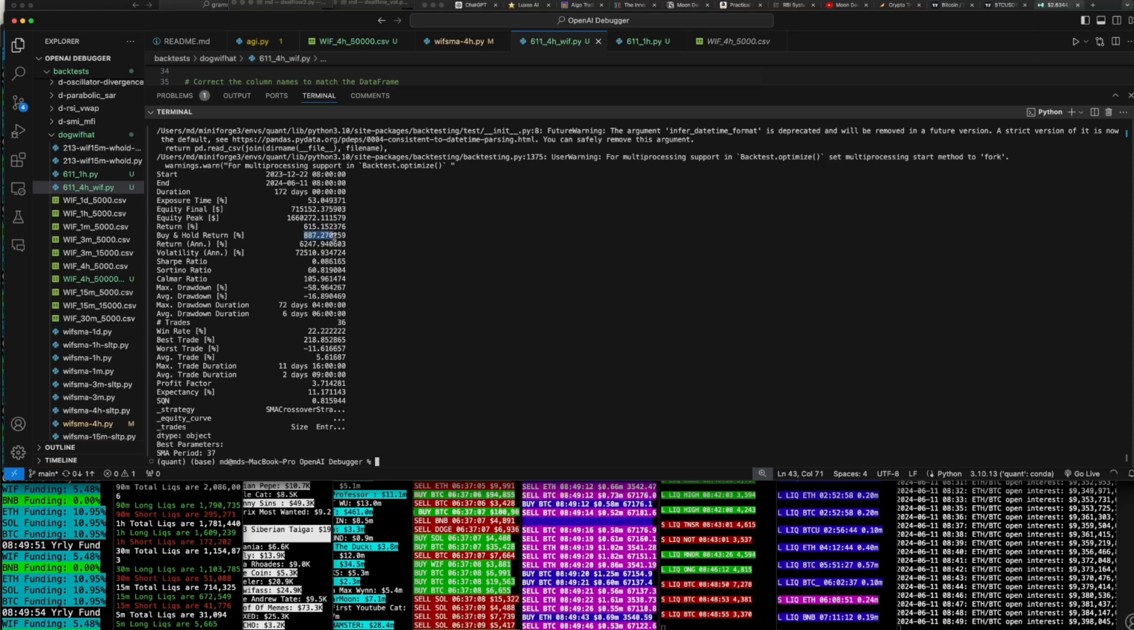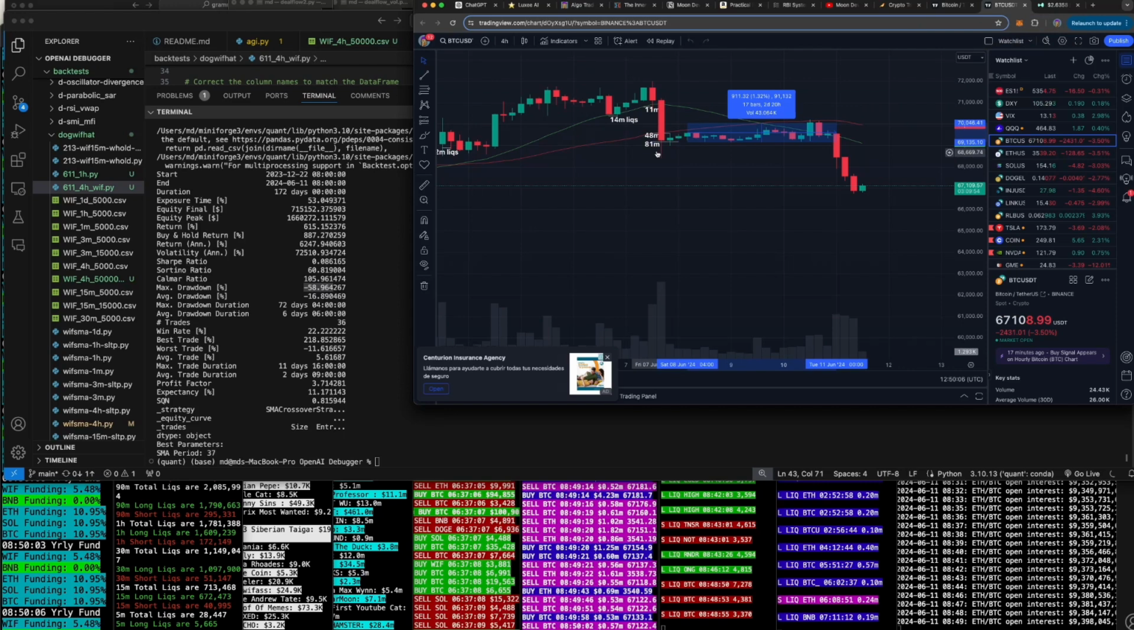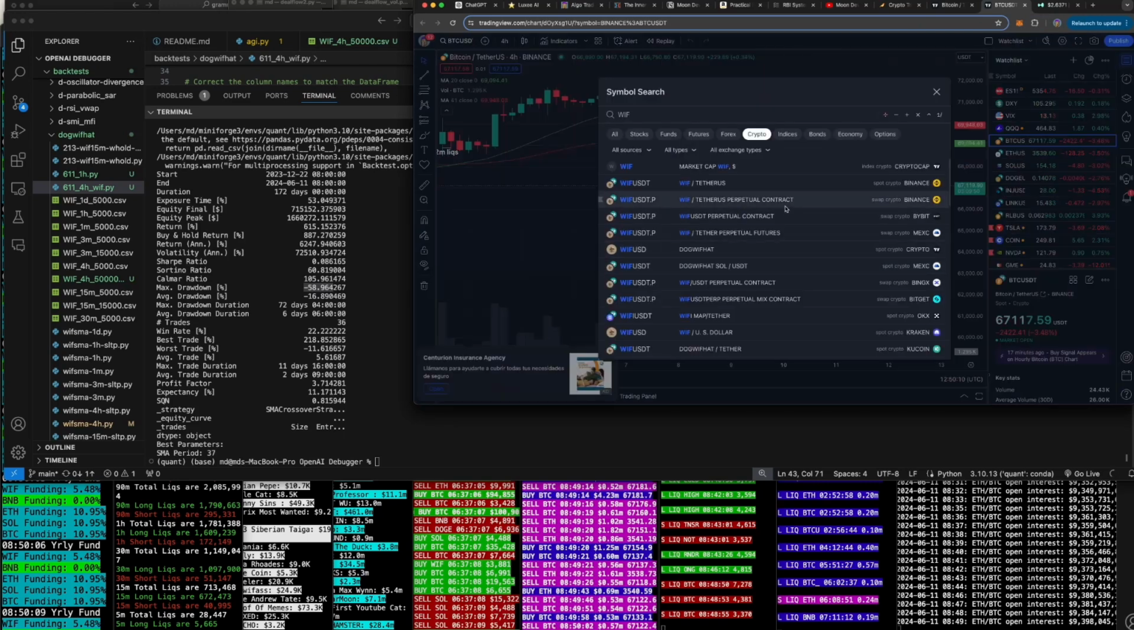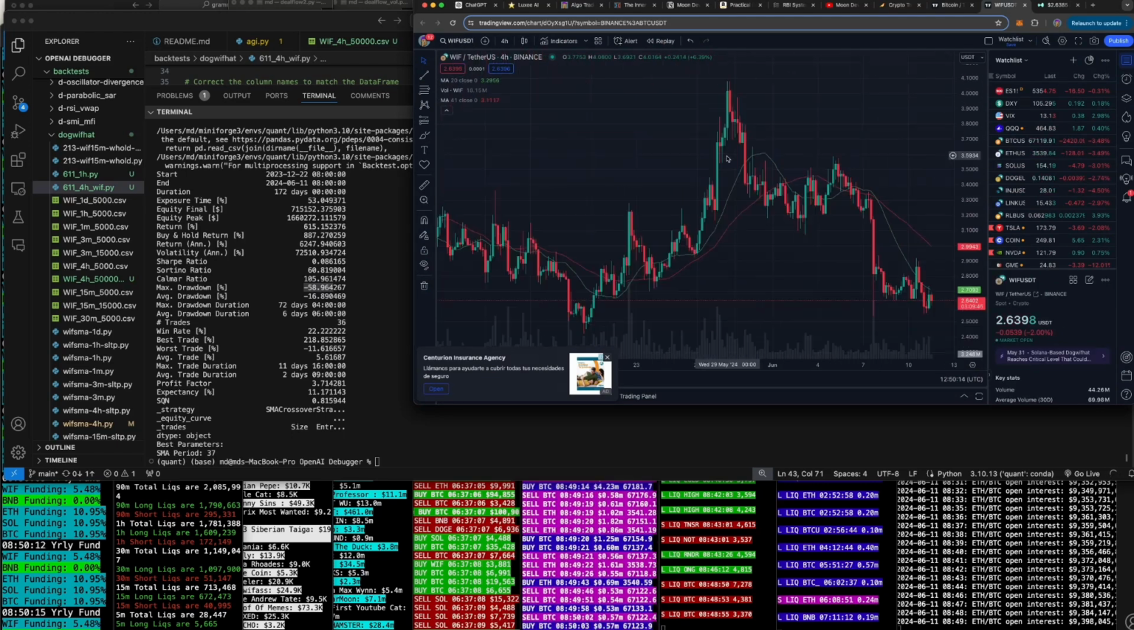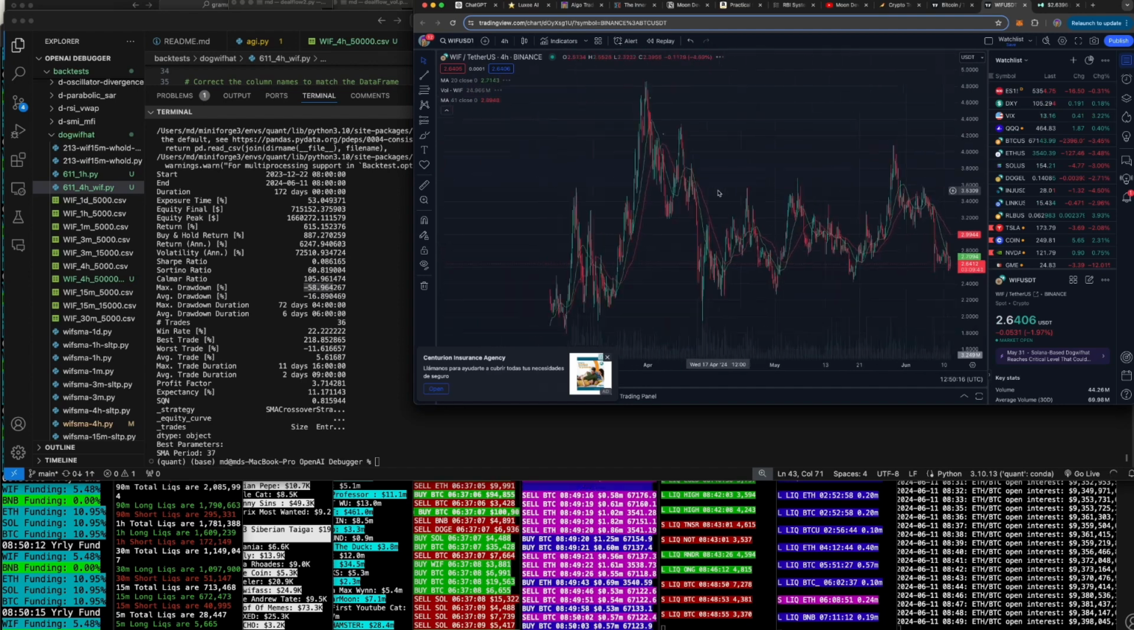But the buy and hold drawdown is tremendously higher. If you look at WIF here, and I get it, this is like survivorship bias. I understand the problems with picking out this token, but whatever. You can slice this pie however you like.